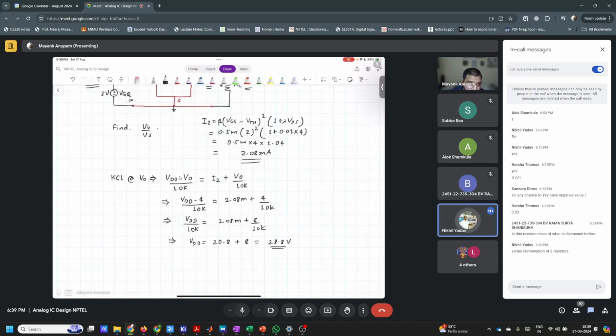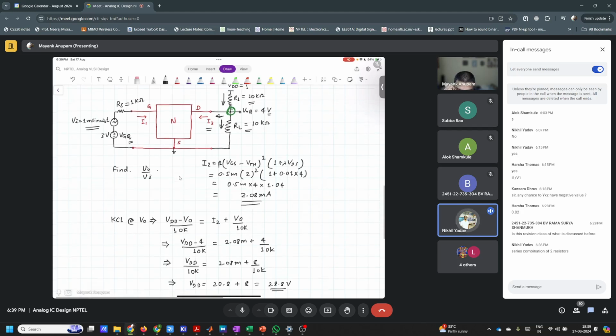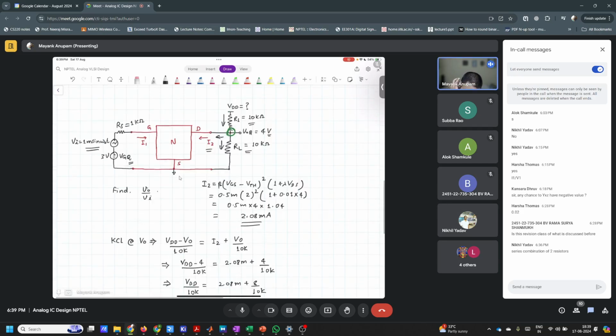Mayank, here I have a doubt, that I2 is not the same current which is flowing into RL. That is why I have used KCL here. I2 is a current which is flowing into this network, right? There are other currents also. VDD is pushing some current, so part of that current flows as I2 and part of that current flows into RL. Correct? Like, isn't I2 the same current which is flowing into the RL also?